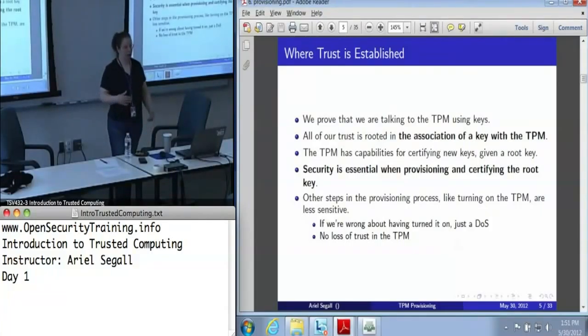So once we've got that, the other provisioning steps are really less important. Because if it turns out that we haven't actually turned the TPM on, we've denial of serviced ourselves, this is not really a security threat, it's annoying, but it's not a big deal. If later on, if we're in a lower security scenario, well, maybe some low security operations can get forged, but anything that really matters, we've got trust in a root key, we can establish trust in all of the security critical operations. So, other than this one step, there's very little we can do to lose trust in the TPM. But certifying that root key is really critical.